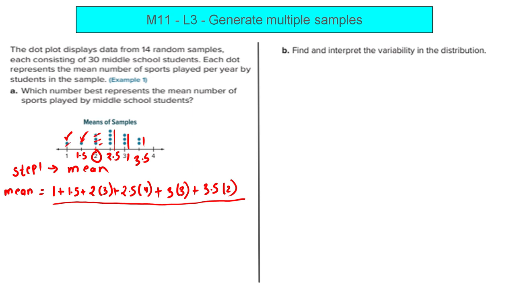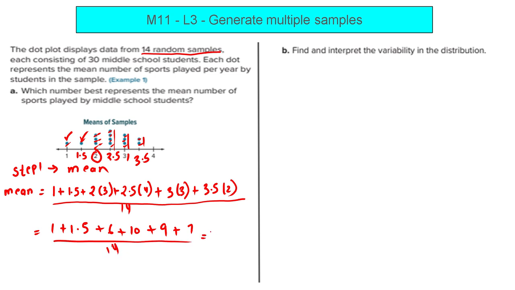Check: 1, 2, 3, 4, 5, 6, 7, 8, 9, 10, 11, 12, 13, 14. It is given in the question also. See, 14 random samples. So divided by 14. Now just solve this. 1 plus 1.5, plus 2 times 3 is 6, 2.5 times 4 is 10, 3 times 3 is 9, plus 3.5 times 2 will be 7, divided by 14. Add all of them, it will give you 34.5 divided by 14. When you divide it, you will get 2.46, or I can say almost equal to 2.5. So this is my mean. See, in the first question he just asked you to find the mean number, if you read it. So we have found the mean, the first part.